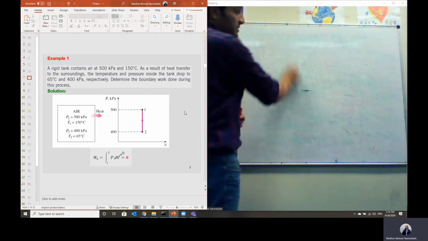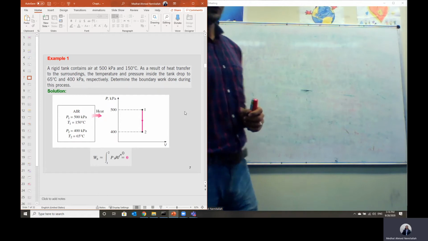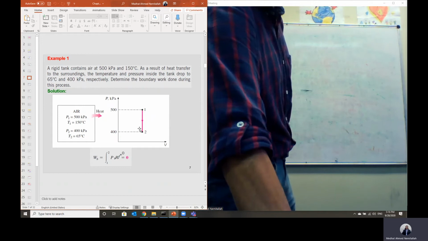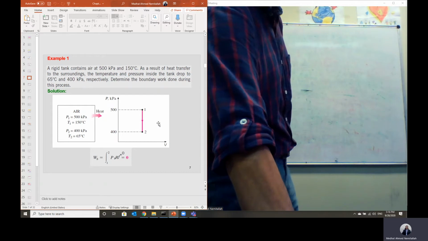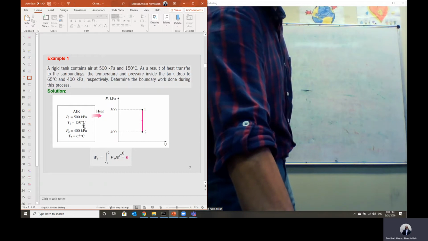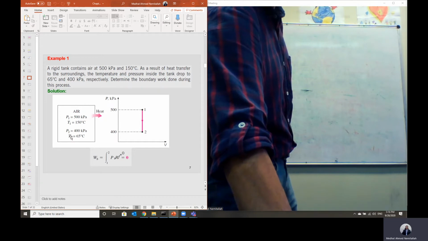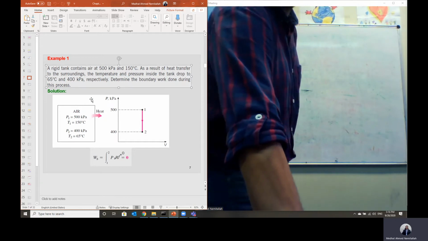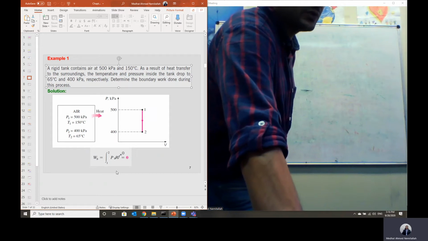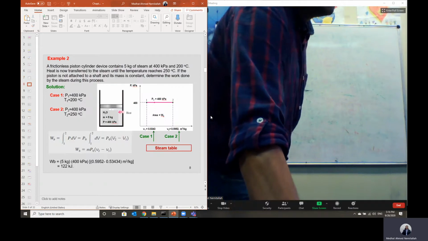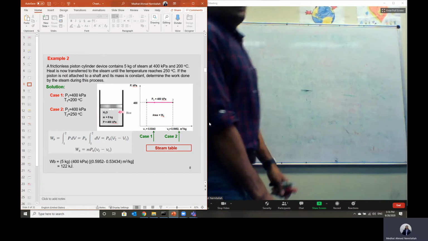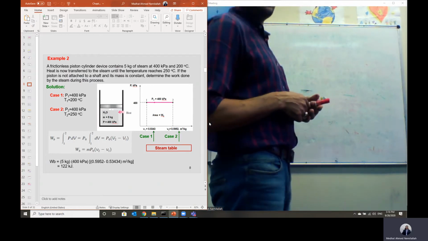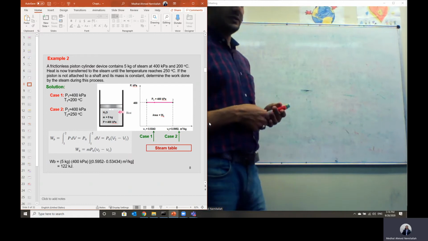Okay. So this example we don't actually need to go through, and the representation of the process in this case is just a vertical line because the volume is constant. Okay, he said we have air in this tank and gave P1, T1 and P2, T2, and we need to calculate the boundary work. As it is a rigid container, the volume is constant, so the boundary work will equal 0.